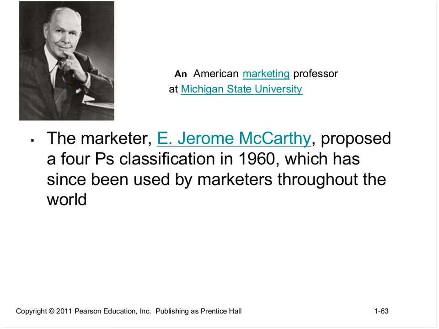Jerome McCarthy proposed a 4P classification in 1960, which has since been used by marketers all the time. Also Philip Kotler, the author of Marketing Management, the book that I sent the PDF file of last week for all of the students. As I told you already, Philip Kotler is the father of modern marketing, and Kotler uses these 4Ps to analyze marketing affairs and how marketers can do in competition with other competitors and other companies.